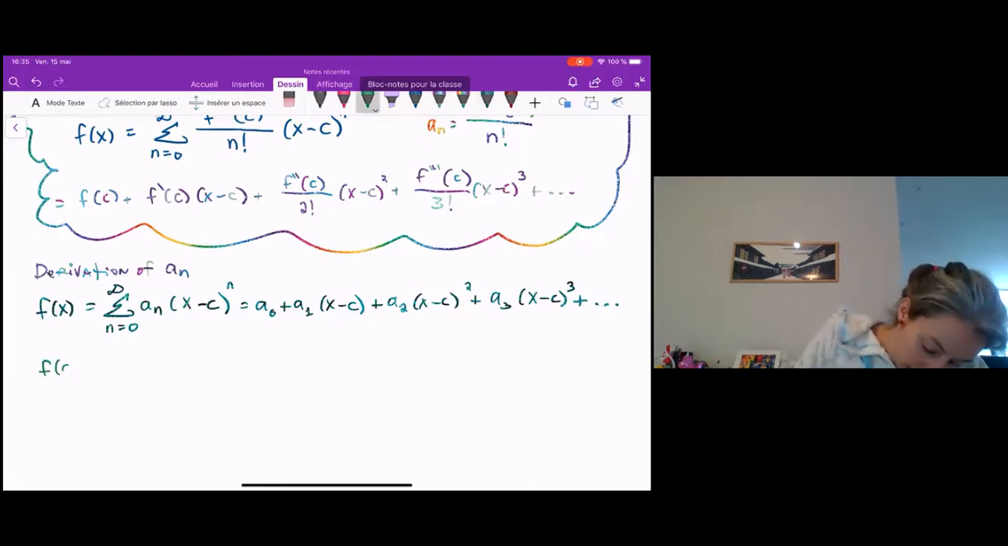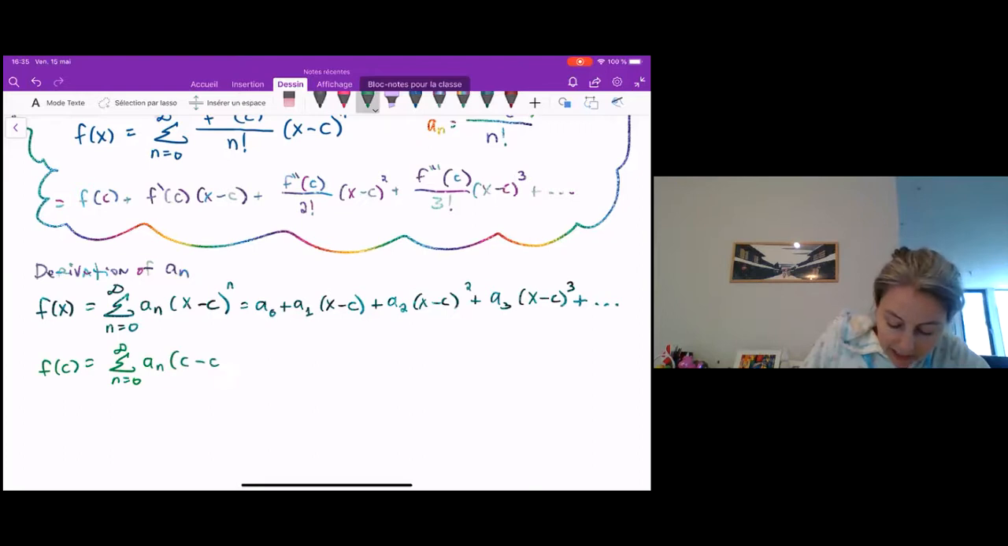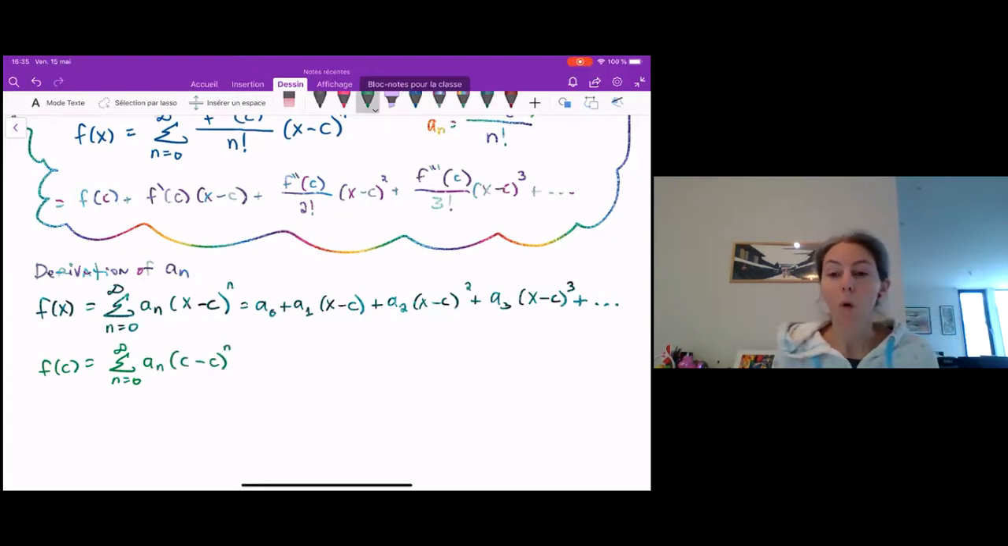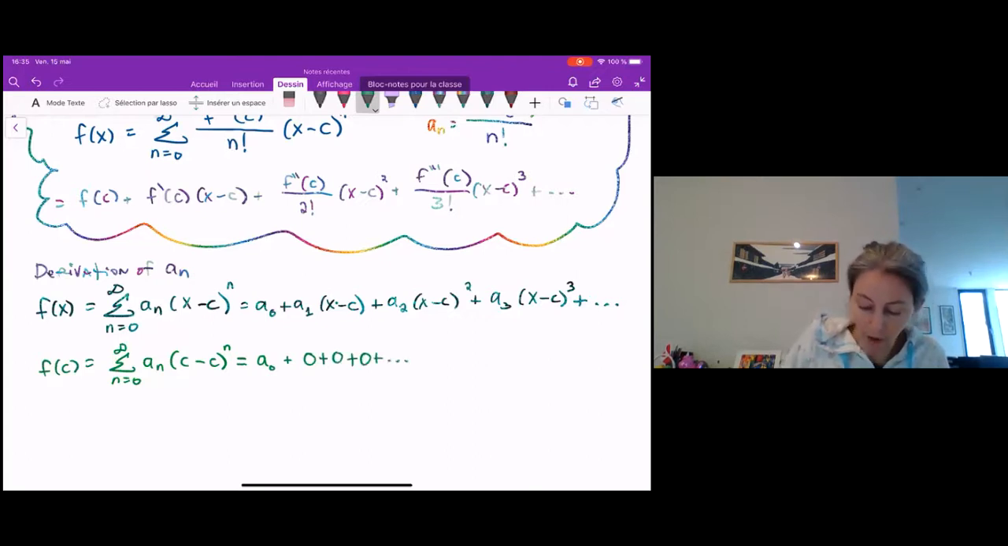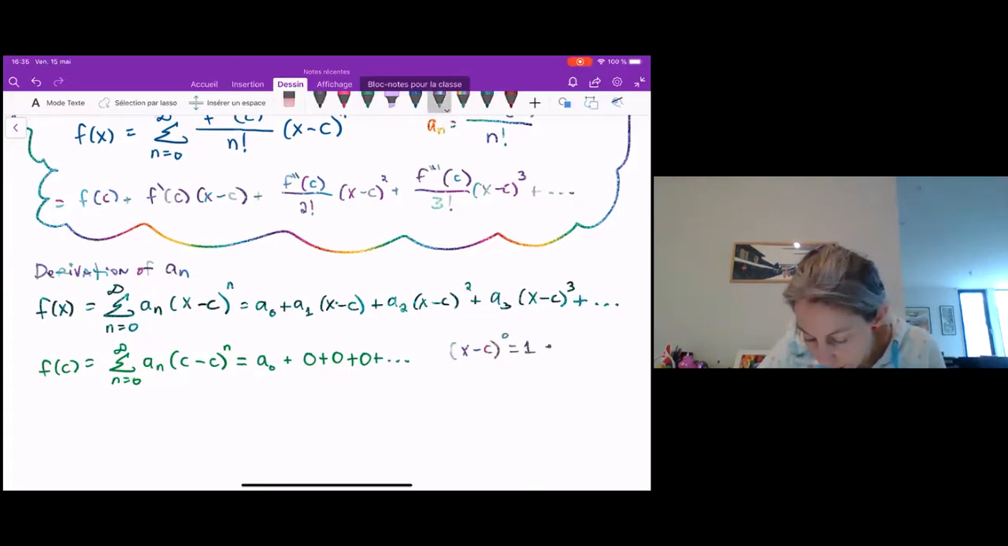So f of c would be the sum n equals 0 to infinity a sub n times c minus c to the n. Now remember, we made the assumption, we said we're going to go with the convention that x minus c to the power of 0 always equals 1, even when x equals c. So if I were to expand this, that's going to give me a sub 0 plus 0 plus 0 plus 0 plus 0 forever. So this is just remembering x minus c to the 0 equals 1, even if x equals c.